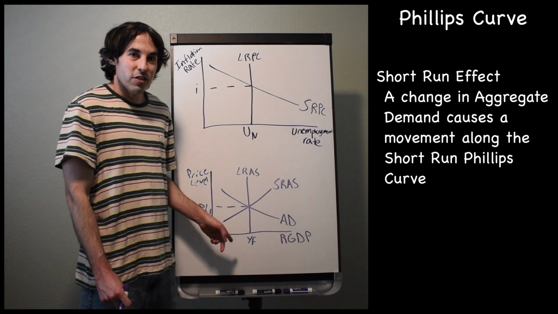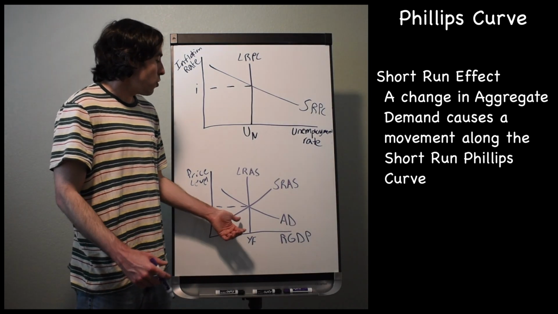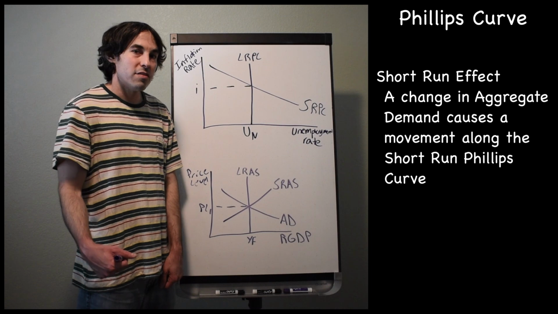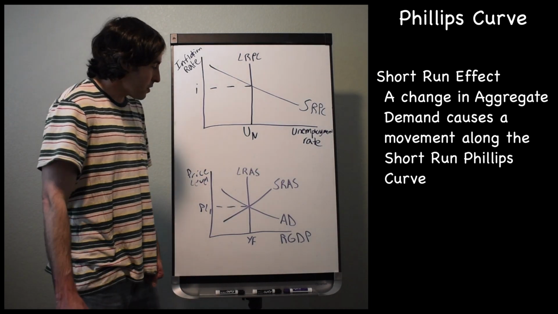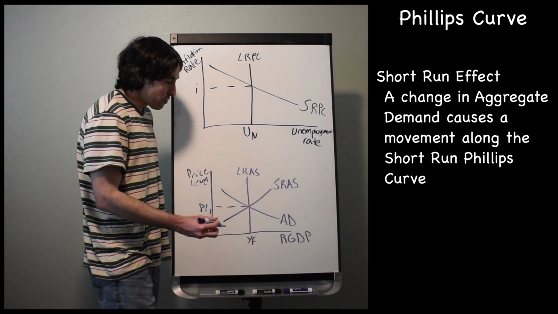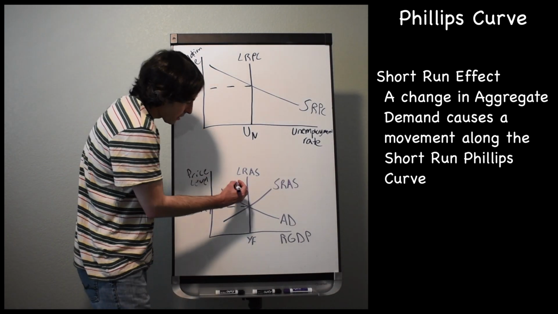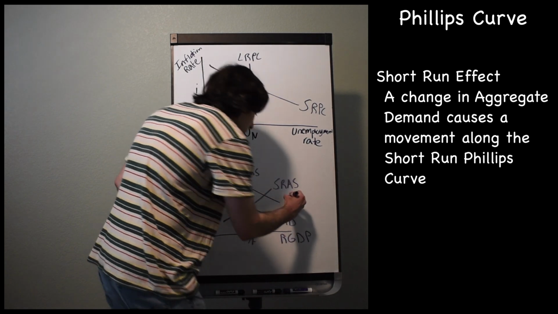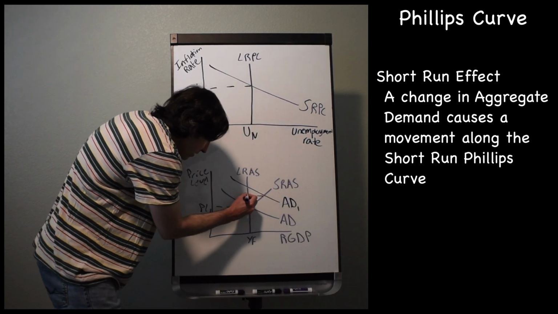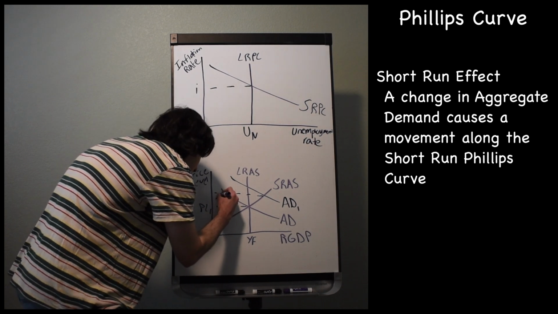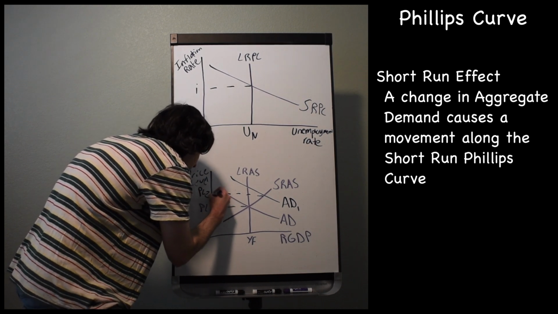So let's go down here to the aggregate supply, aggregate demand model and show the difference between a short-run effect and a long-run effect for the Phillips curve. What would happen if there was an increase in consumer optimism? If people were less concerned about the future, we would spend more money, and aggregate demand would increase and shift to the right. This is a short-run effect, which would lead to us having a higher price level and a lower unemployment rate. So now we have a higher price level over here.